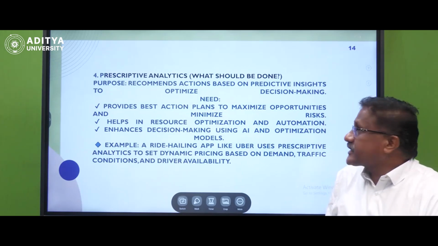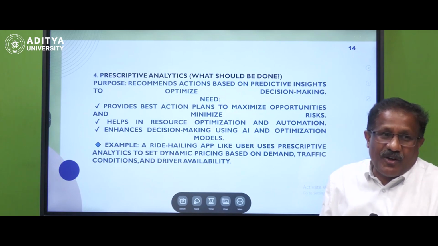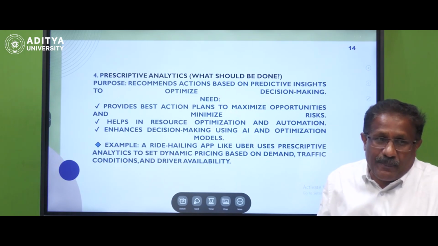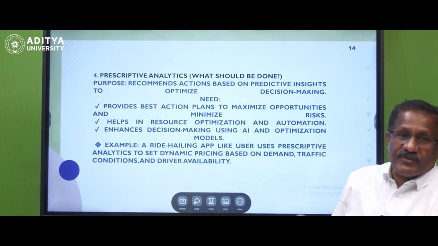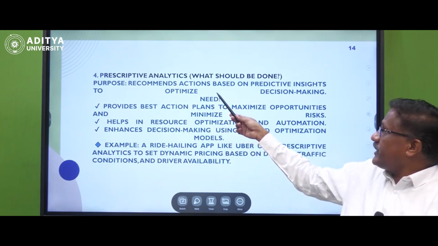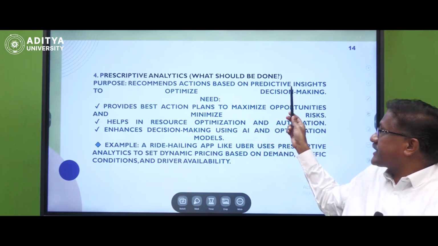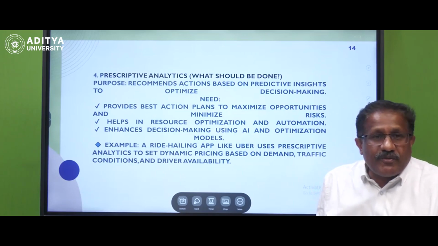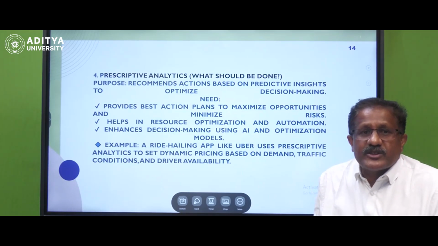The last one is prescriptive analytics. What should be done? First, what happened, then why it happened, what is supposed to happen in the future. Now here, what should be done? What do we have to do? It recommends the action based on predictive insight to optimize decision making. What is the meaning of optimization? A better solution among the feasible solutions.